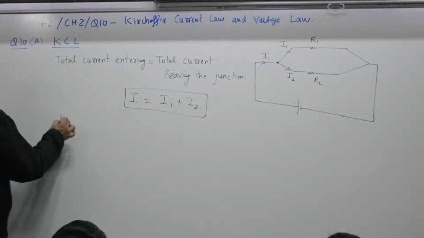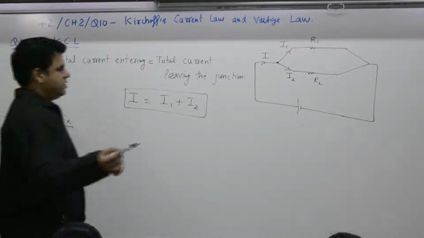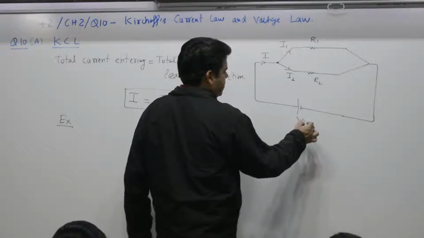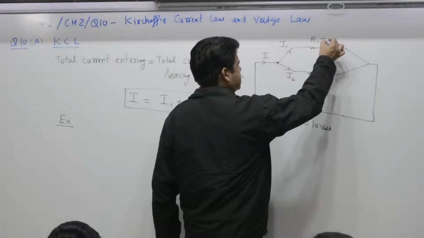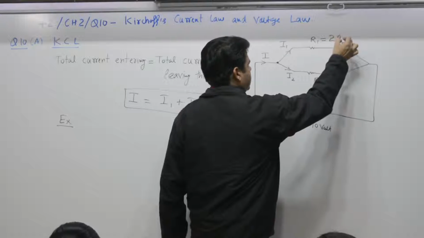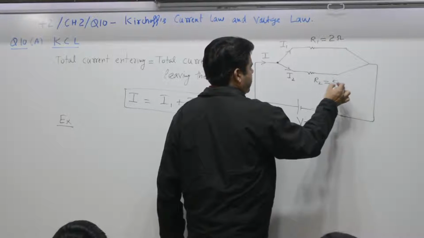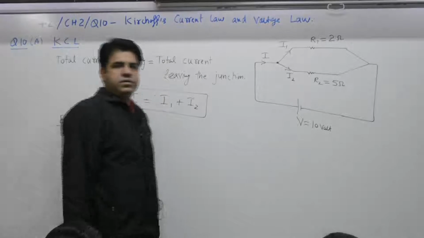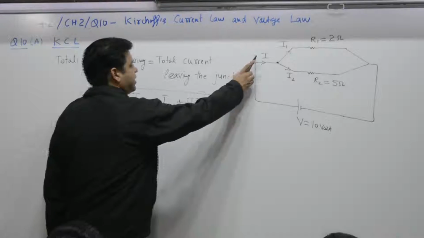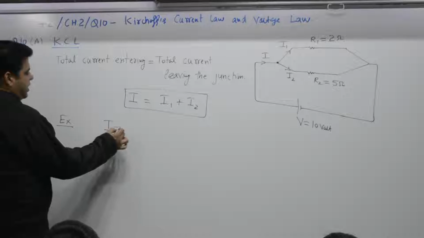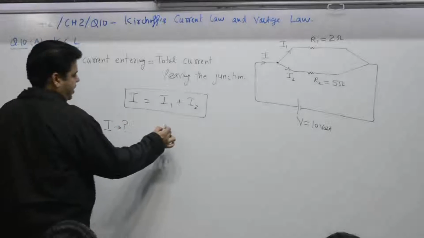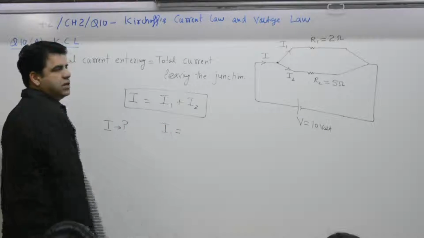As an example, what is the voltage applied here? 10 volt. What is the resistance in the first case? 2 ohm. What is the resistance second case? 5 ohm. You have to find out the value of I. First, I1 is equal to what? I you want to find out. Step 1. I1 is equal to what?